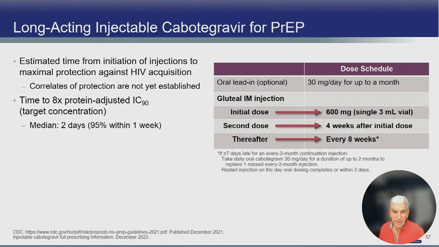The estimated time from initiation of injection to protection is still not totally clear. We just know that we start with an initial dose of 600 milligrams in the first month. The second dose occurs 1 month after that. It's thought that for the first month you have to use some sort of duplicate means of protection, but after a month you're protected, and then every dose thereafter is every 8 weeks instead of every 4 weeks.